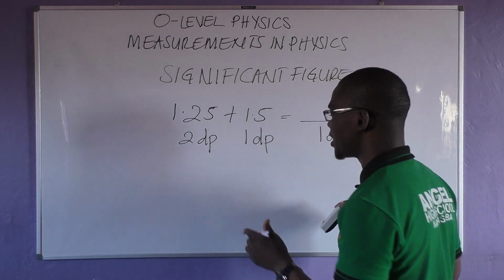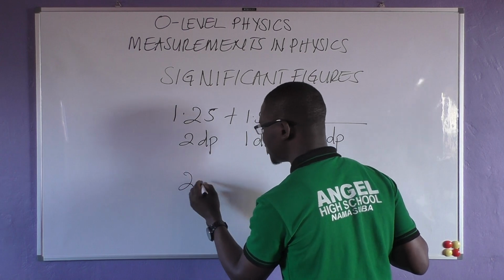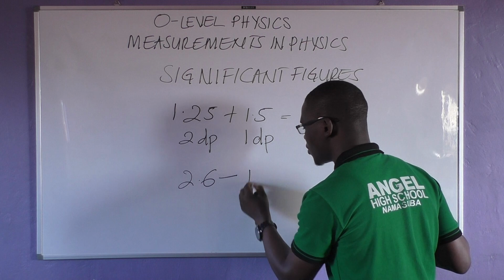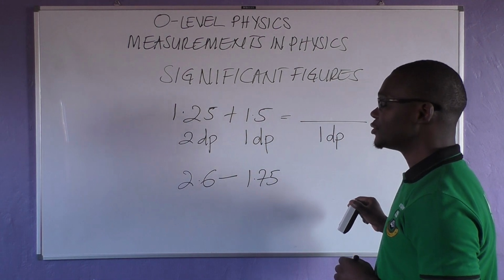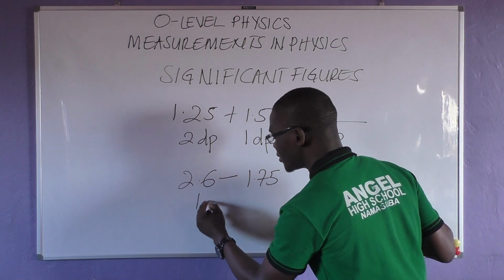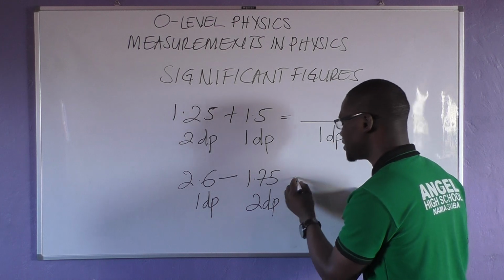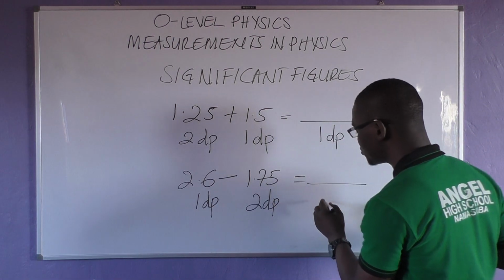The same applies in subtraction. That is to say, if I have 2.706 minus 1.75, this one has 3 decimal places and this one has 2 decimal places, so my answer should be to 2 decimal places.